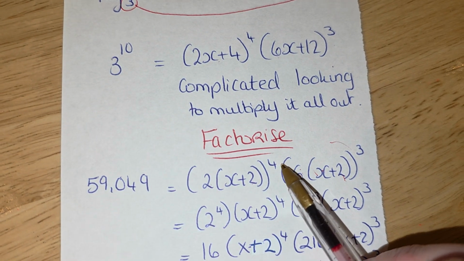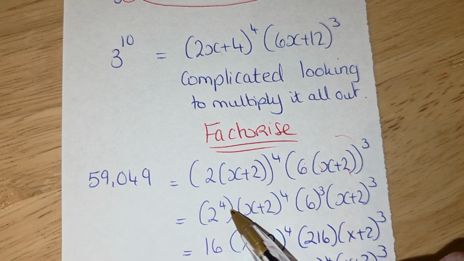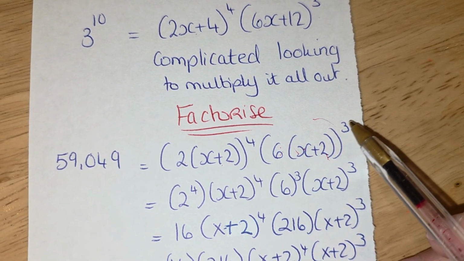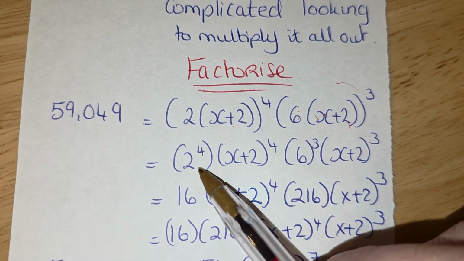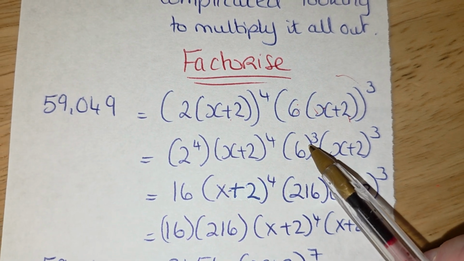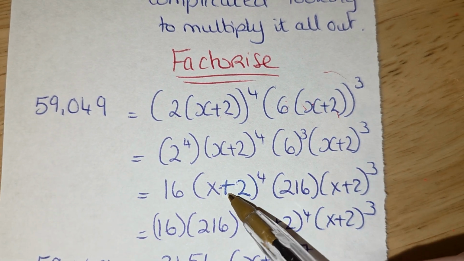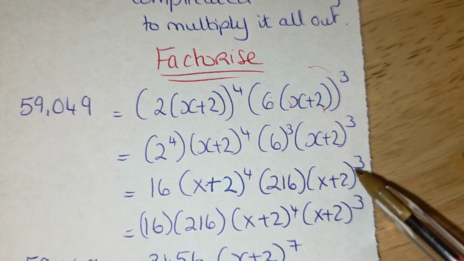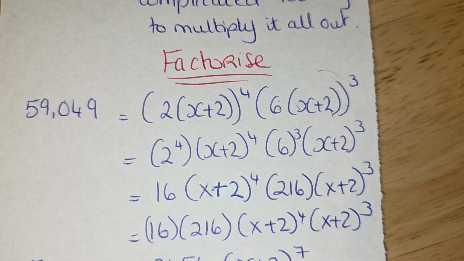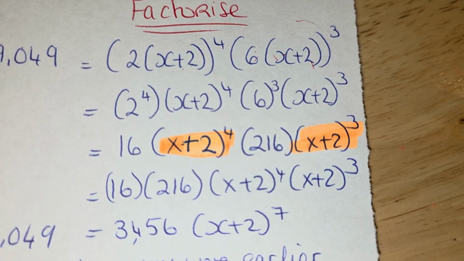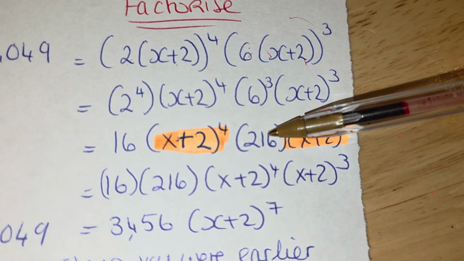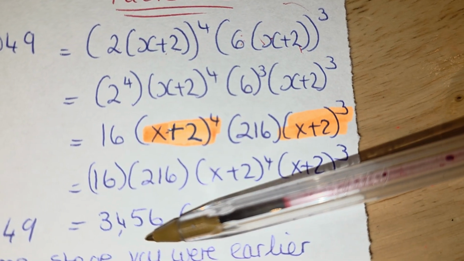Then 2 is being put to the power of 4. That bracket is being put to the power of 4. Write them separately. 6 is being put to the power of 3. And the bracket is being put to the power of 3. Write them separately. 2 to the power of 4 is 16. 6 cubed is 216. That bracket to the power of 4, that bracket to the power of 3. And now, if you notice, your brackets are identical. Which means when they're all being multiplied together, the order that we multiply doesn't matter. So I can multiply the 16 by the 216 first to get 3,456.